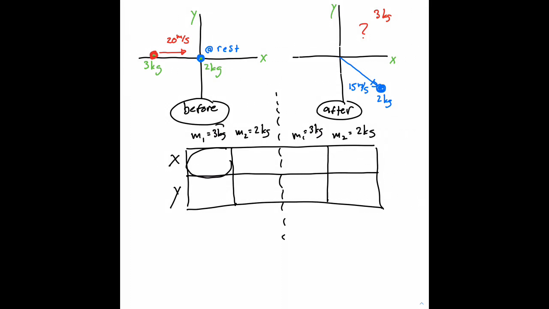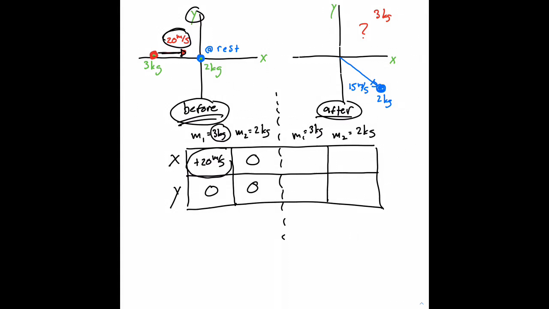So our 3 kilogram object initially has motion exclusively along the x-axis of positive 20 meters per second, and it doesn't have any velocity at all along the y-axis. There's no component to this velocity vector that lies parallel to the y-axis. And then the 2 kilogram object was at rest, so both of its velocity components are 0 before the collision takes place.